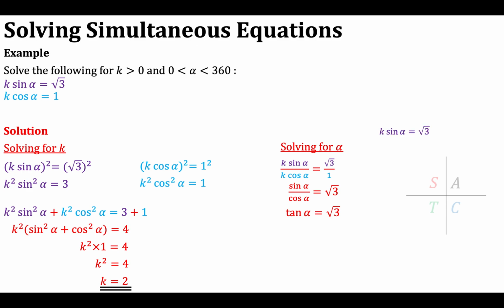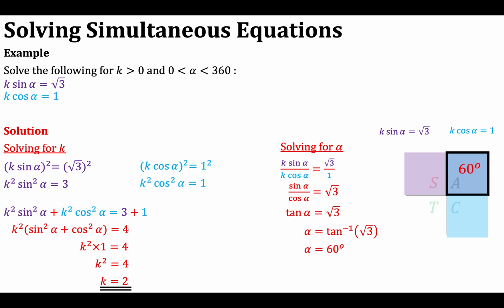So the first equation we were given was k sin of alpha equals root 3, okay, so we know that if sin is positive, the answers will either come from the first or second quadrant. And for k cos of alpha equals 1, that's positive as well, so our answer will either come from the first or the fourth quadrant. And we can see there the one that is common to both is the first quadrant. So alpha is equal to inverse tan of root 3, and that gives us 60 degrees.